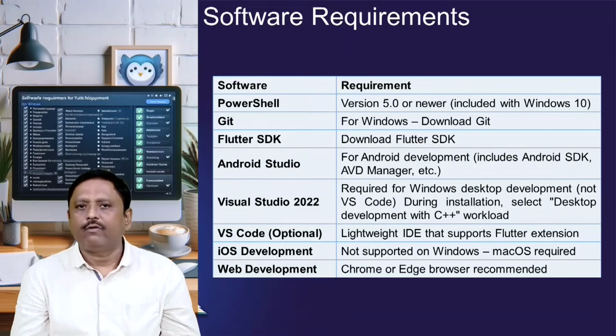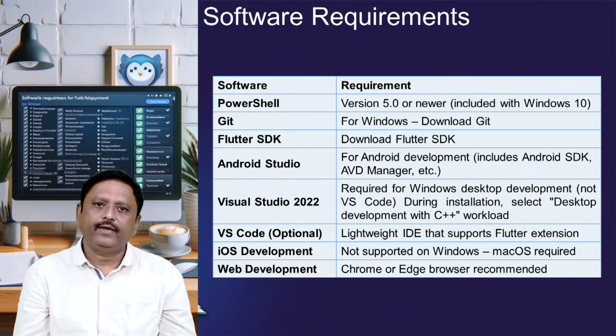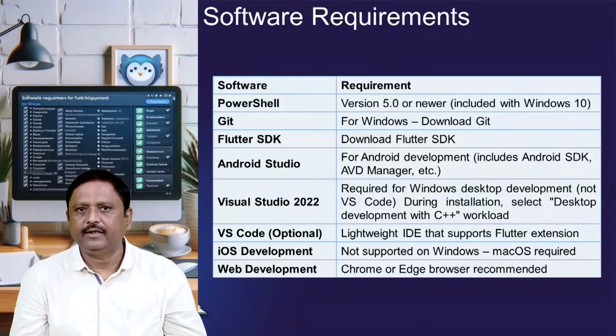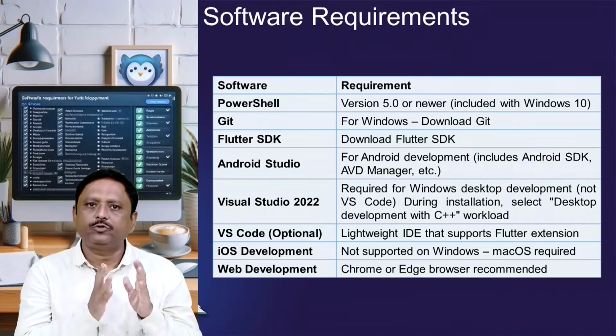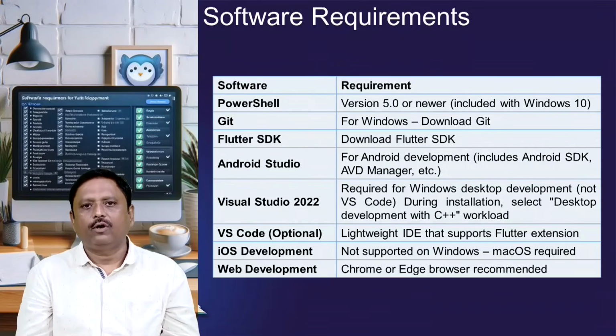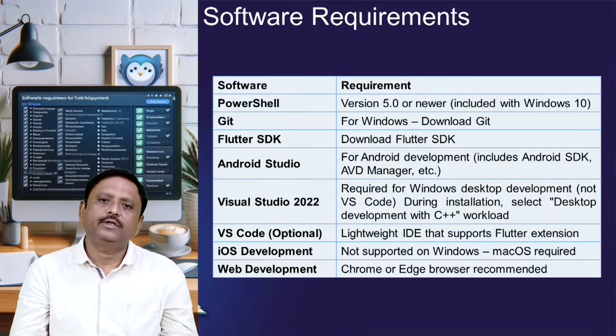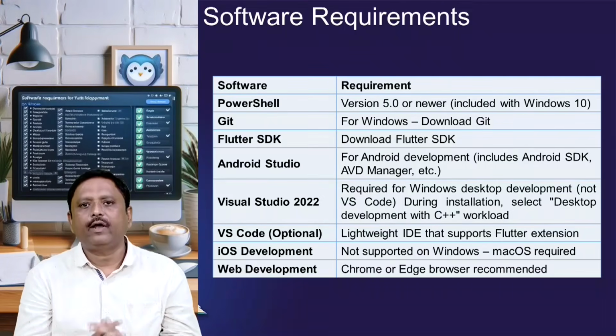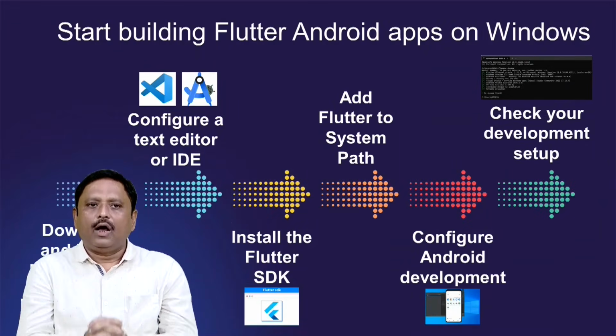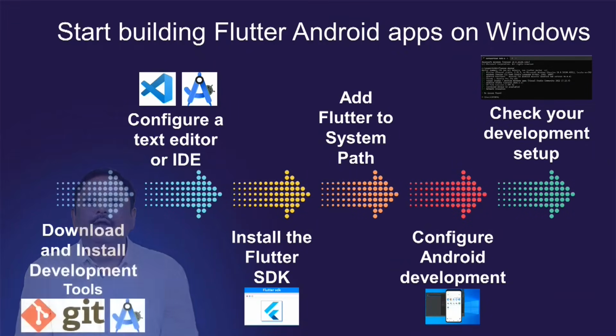And finally, for web development, the only thing required is a browser, which is either Chrome or Edge. These two browsers are recommended for Flutter application testing. So these are the software and hardware requirements to install Flutter. Now, how do we start building a Flutter Android app on Windows? Initially, we will start with Android apps on Windows.